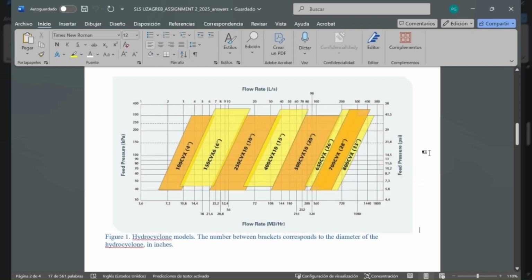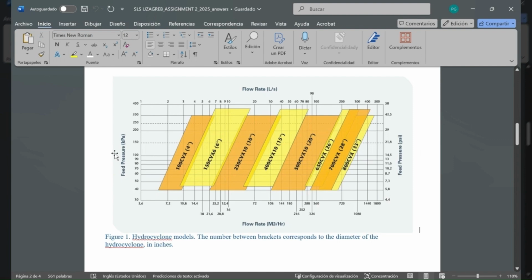So what we have here is a performance chart. In the y-axis, we have the feed pressure. On one side, it's in kilopascal, and on the other side, it's in psi. In the x-axis, we have the flow rate in cubic meters per hour, and on the opposite scale, it's in liters per second.